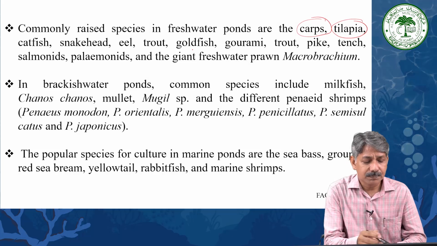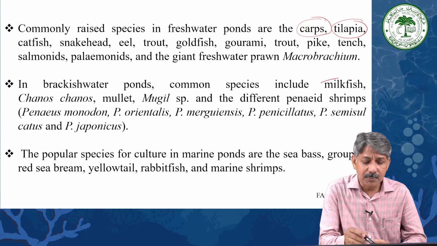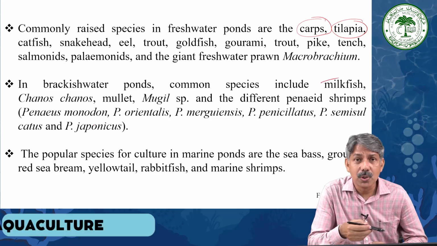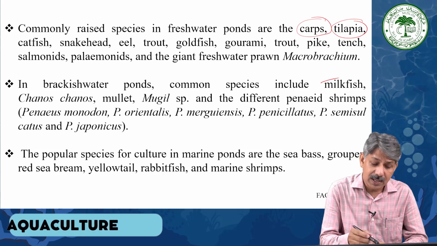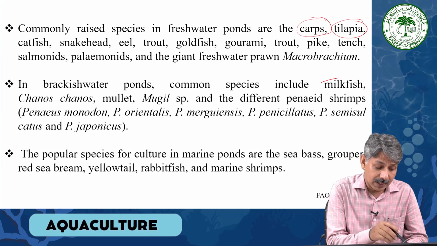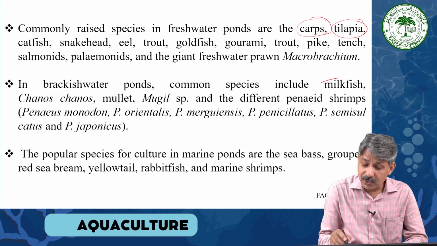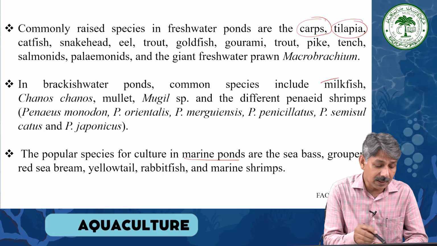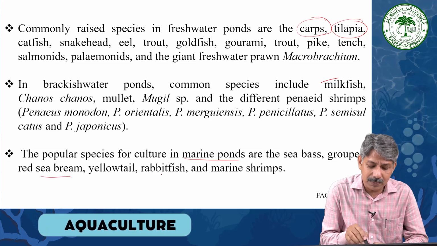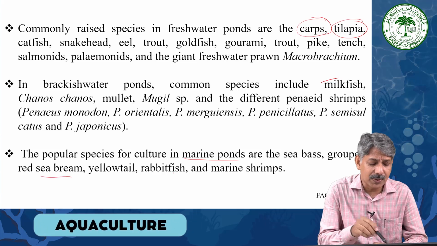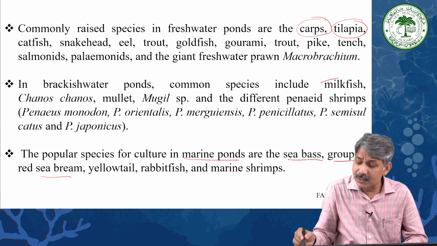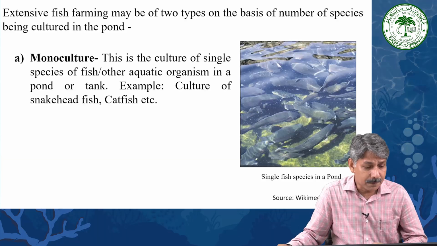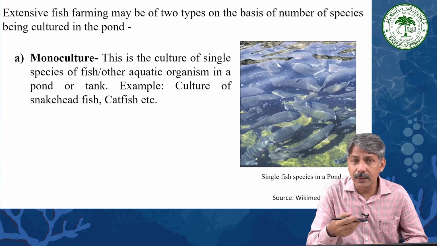In brackish water ponds, milkfish, mullet, and many other Penaeus species are also used for extensive culture, and they are quite popular in the coastal areas of our country. The popular species for culture in marine ponds, where marine water of 35 ppt salinity is used, are usually sea breams, marine shrimps, rabbitfish, and also sea bass and groupers. They are very popular. So the species depends, as I told you, on the locality and the environment where you are living.